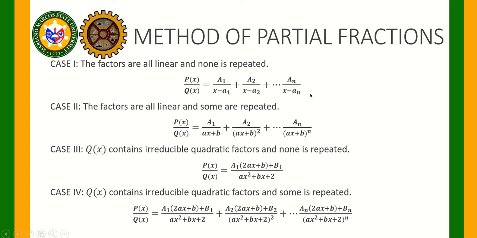Okay, so wala tayong quadratic dyan. Puro siya linear and walang repeated. Case 2, the factors are all linear and some are repeated. Okay, so linear pa rin yan pero repeated siya. And then case 3, q of x contains irreducible quadratic factors and none is repeated. Okay? So, iisa lang yung fraction natin. And then, case 4, q of x contains irreducible quadratic factors and some are repeated. Okay? So, those are the four cases we use in solving integration using the methods of partial fractions.